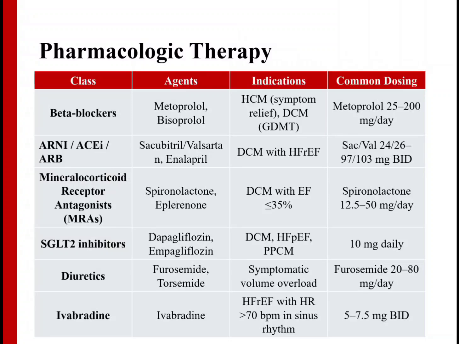We can also use ivabradine only in heart failure with reduced ejection fraction patients with resting heart rate more or equal to 70 beats per minute in sinus rhythm, so there is no atrial fibrillation, despite administering max tolerated beta blocker dose. And the typical dose of ivabradine is between 5 to 7.5 milligrams BID.